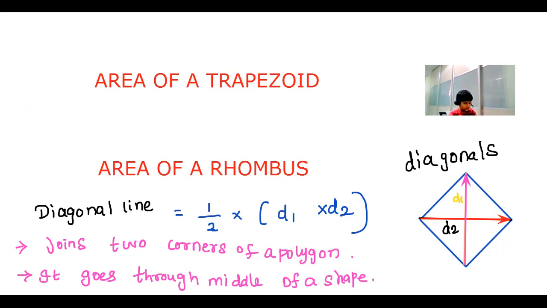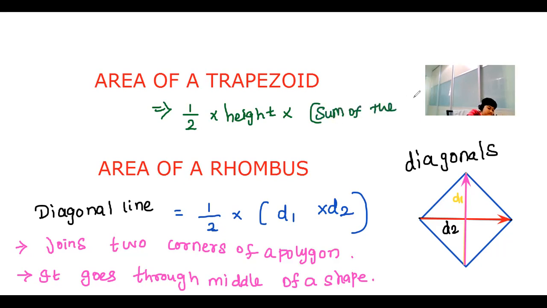Okay, I'll give you a formula for the trapezoid also. With that, we'll wind up the session. Area of a trapezoid. I'll teach you about this area concept in the next class. So the area of the trapezoid is 1/2 times height times the sum of the parallel sides.